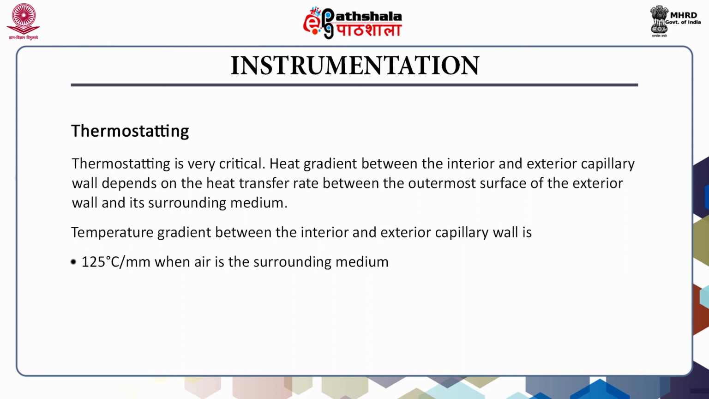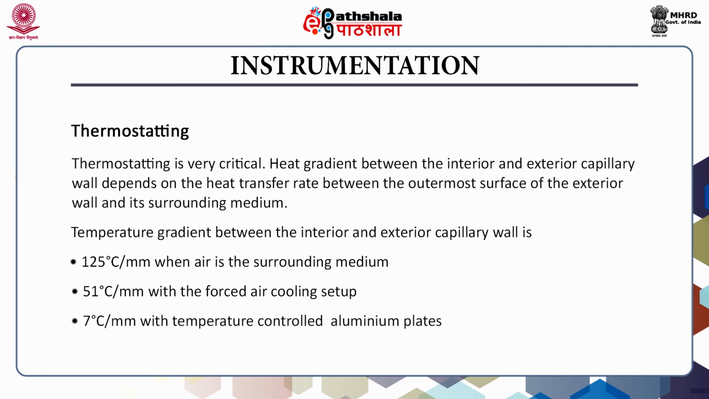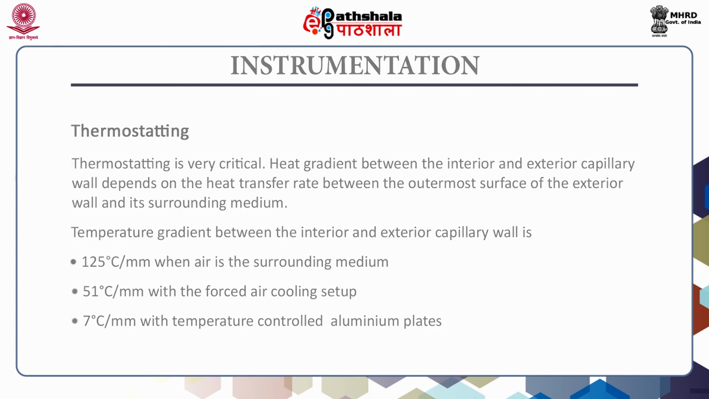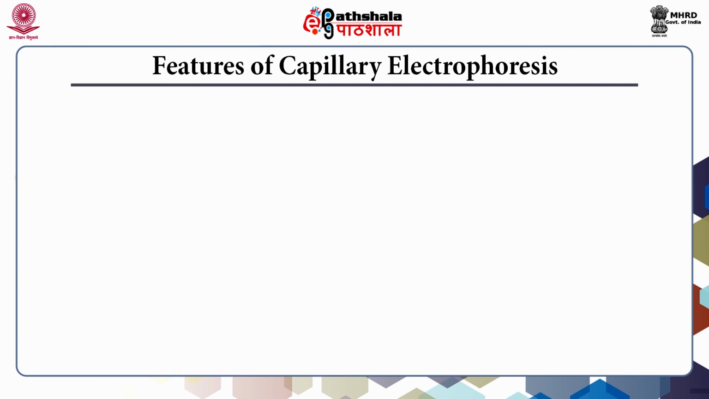The temperature gradient can be decreased to 51 degrees centigrade per millimeter by forced air cooling. Further, with the arrangement of temperature controlled aluminum plates, the temperature gradient can be decreased to 7 degrees centigrade per millimeter. There are several features in capillary gel electrophoresis.